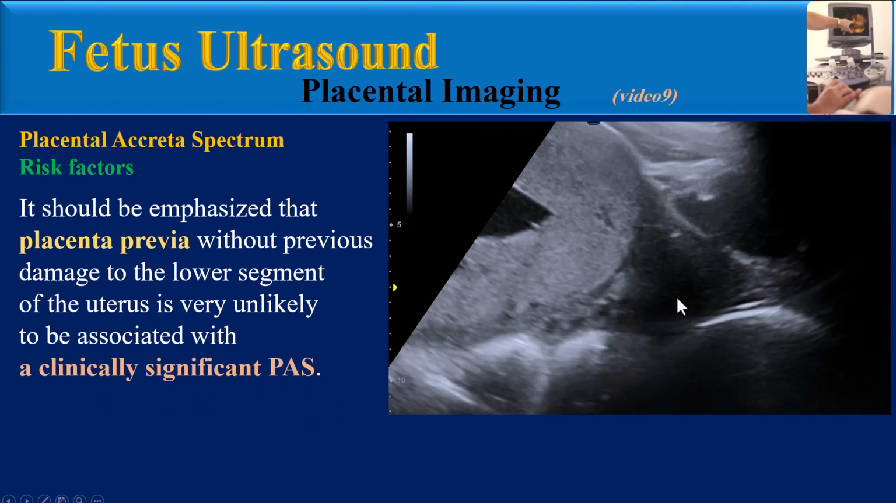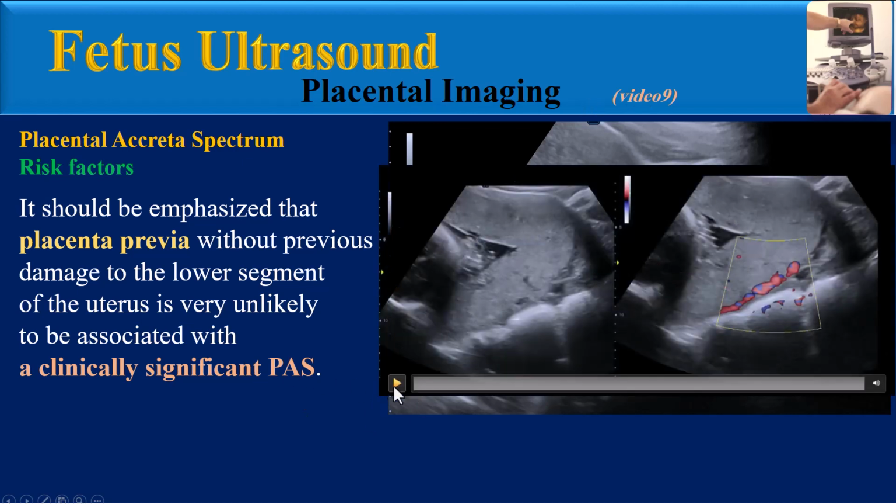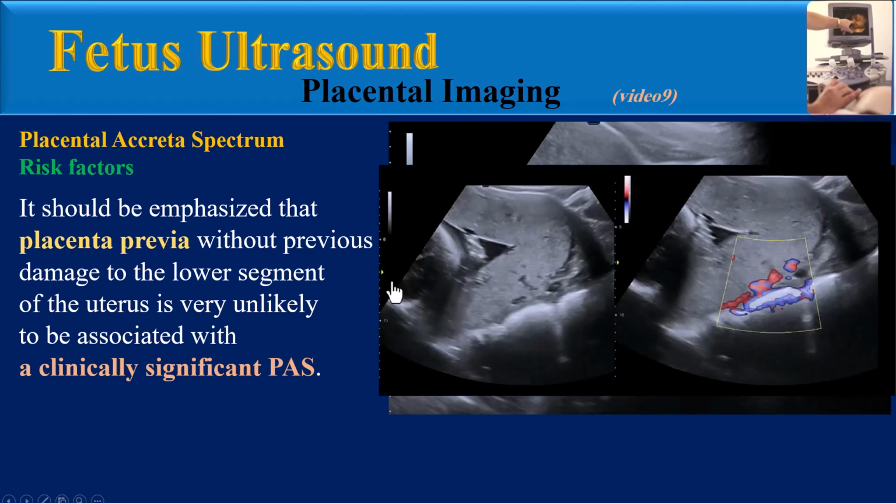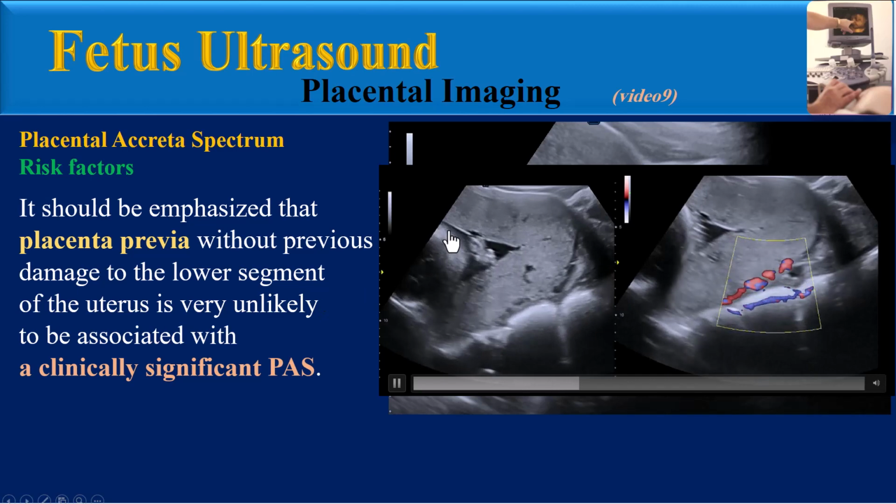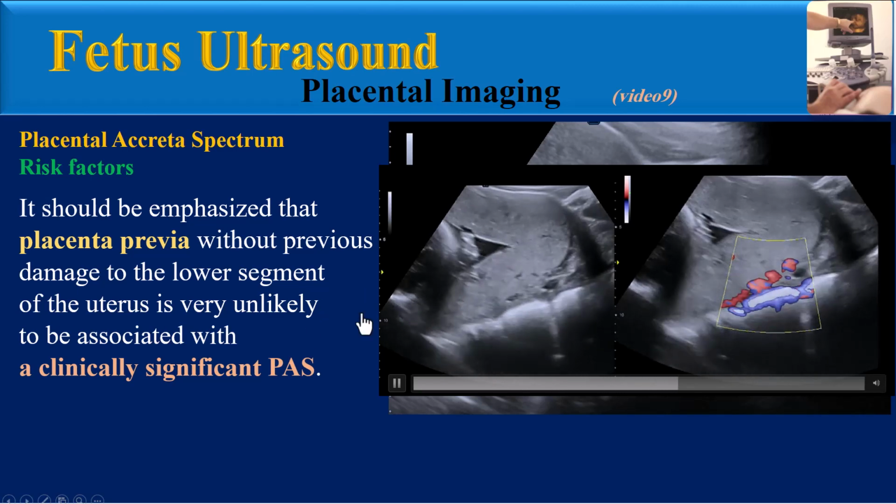This ultrasound image is from a 26-year-old woman in her first pregnancy without any history of uterine surgery. We can see here the bladder, the cervix, internal os, and obvious placenta previa. But as you can see in this clip, we can't find any findings of placenta accreta spectrum in this patient.